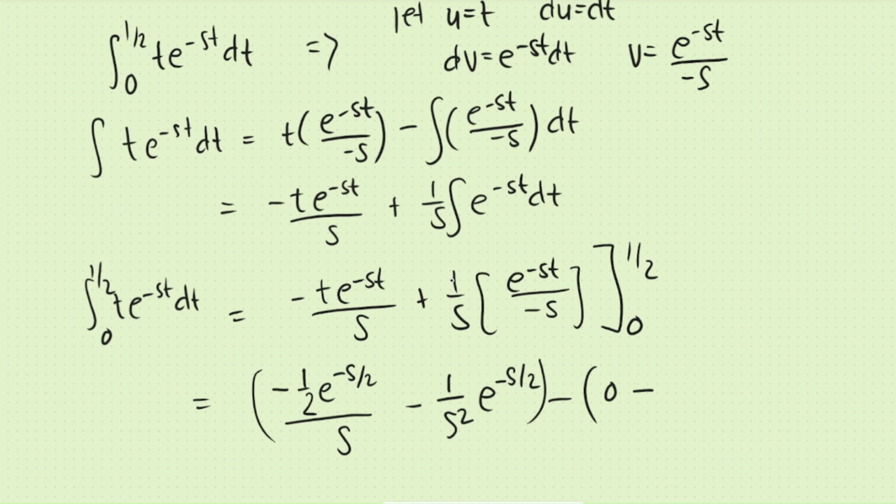Minus, because this is 1 minus 1 over s squared, e to the 0 is 1 over s squared. You get that?